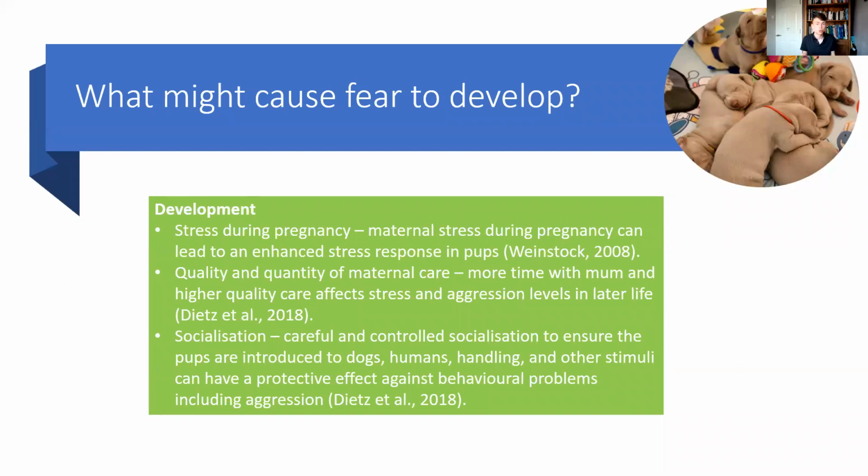If the mum has been stressed, maybe malnourished, maybe they've just not had those safety needs met in terms of feeling safe, feeling like they're going to be fed regularly, all those needs that you'd hope a dog would have met during pregnancy, then that can lead to offspring that have enhanced stress responses. So offspring that are much more likely to experience stress in certain situations. Their tolerance for stress is generally much less.